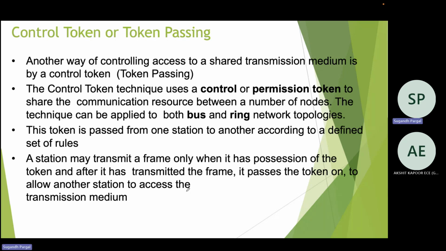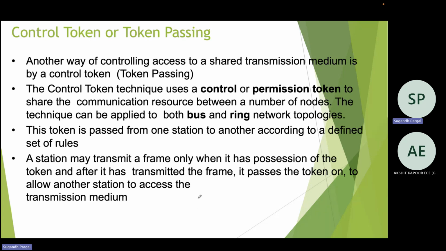So another way of controlling access to a shared transmission medium is by a control token, that is token passing. That is another way, and it can be used both for bus and ring network topologies. The control token technique uses a control or permission token to share the communication resource between a set of nodes. This technique can be applied to both bus and ring topologies.